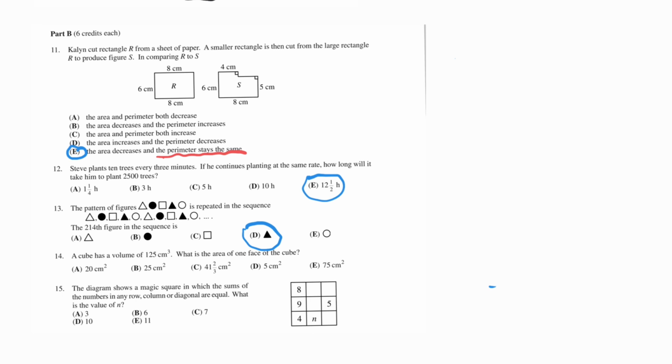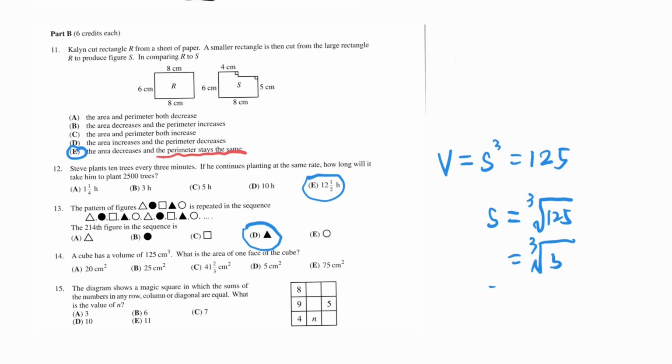Number 14. A cube has a volume of 125 cubic centimeters. What is the area of one face of the cube? The volume of the cube is the side length cubed, which equals 125. To find the side length, we take the cube root of 125. The cube root of 125 gives us 5.